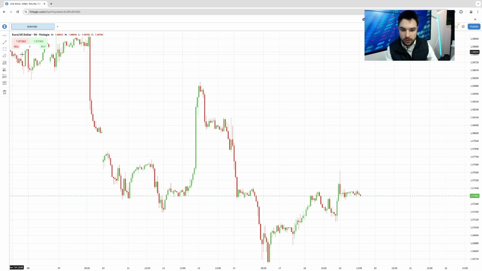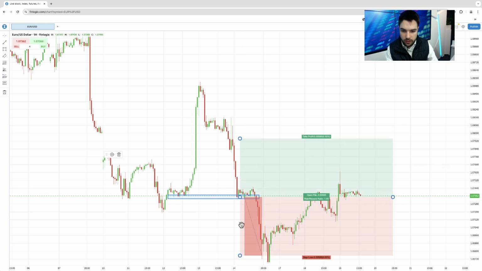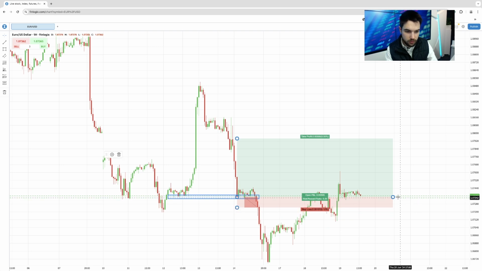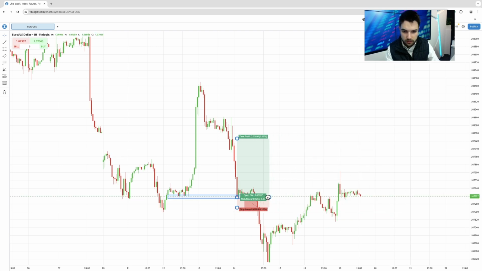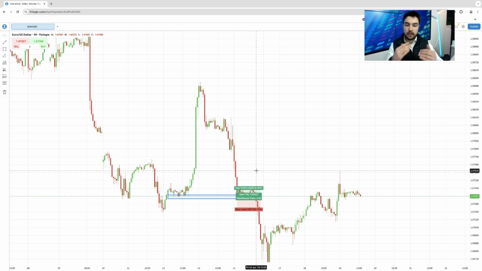So let's clean this chart again. Let's say here you know that this is a support. You would be longing here and getting out here. So you would be longing there, putting your stop loss very, very small. Let me bring this down here, and then your take profit would be here as well. So something like this.